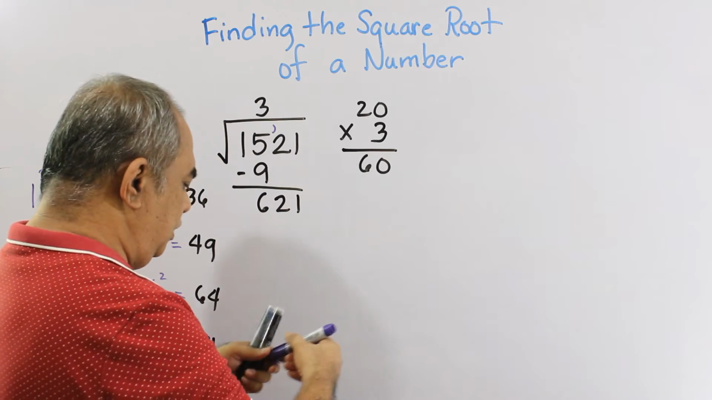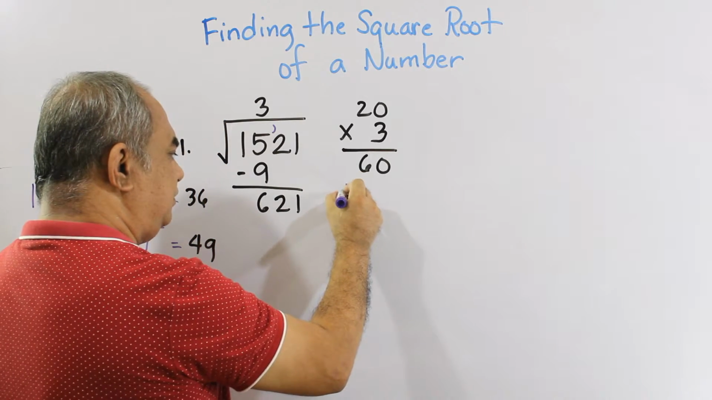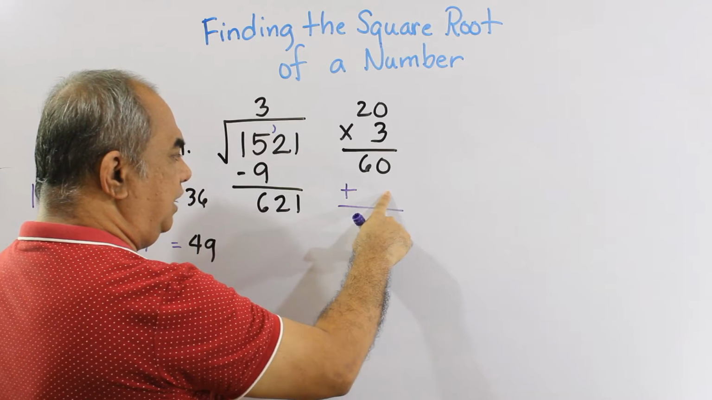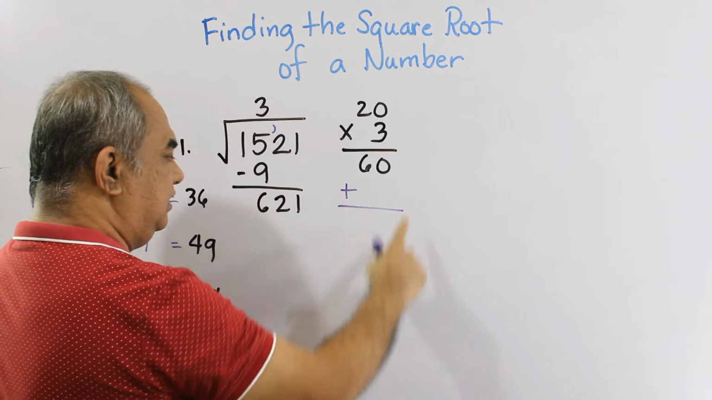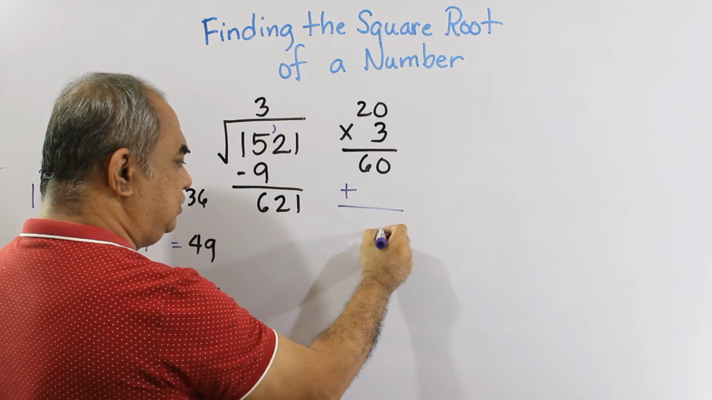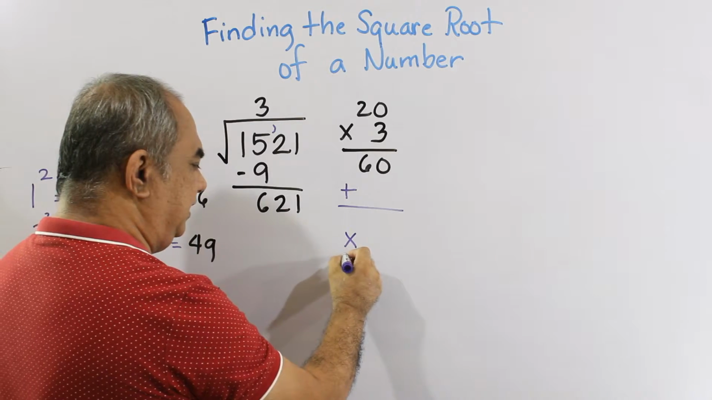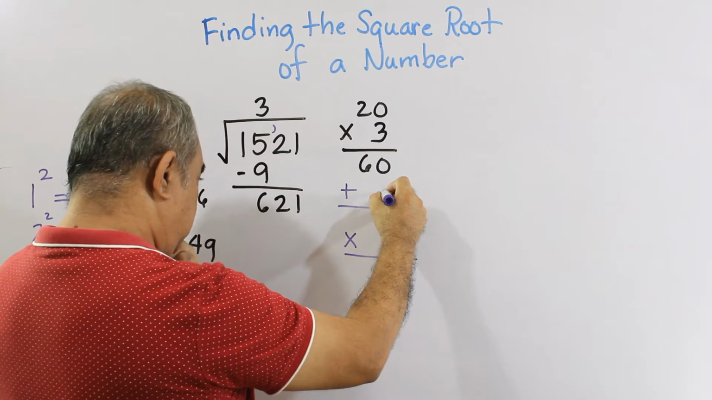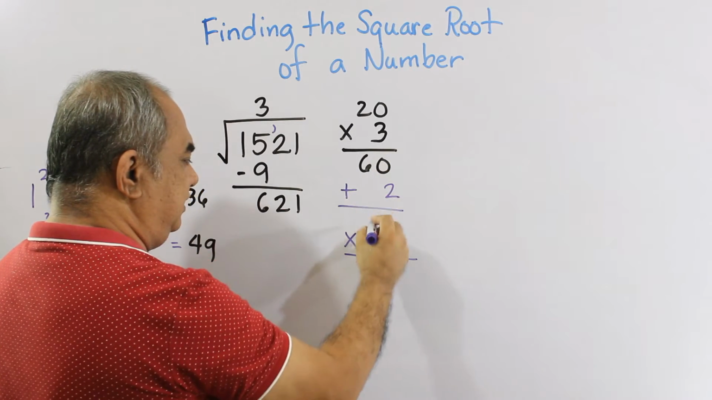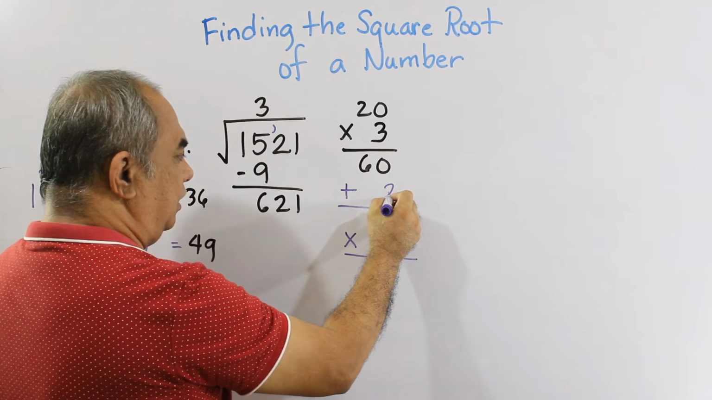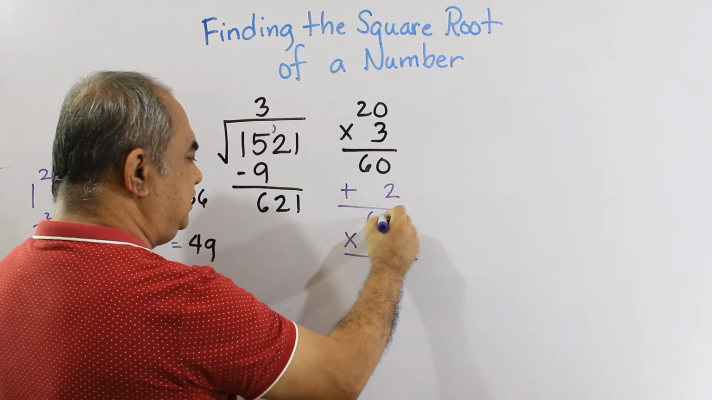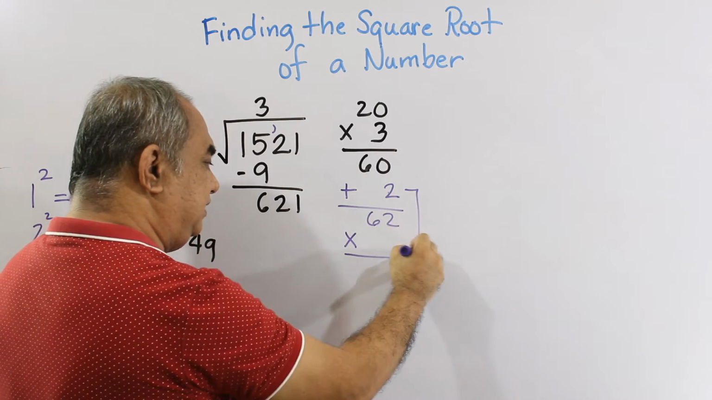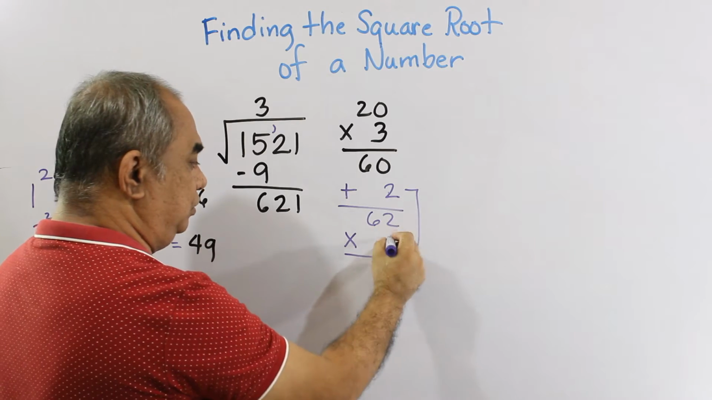And that is, first we have to think of a number added to this product, and the sum of these two numbers, you have to multiply it by the same number. Example, if I assume number 2, we add this 60 plus 2 will give you 62, and we have to multiply this 62 by the same number 2.